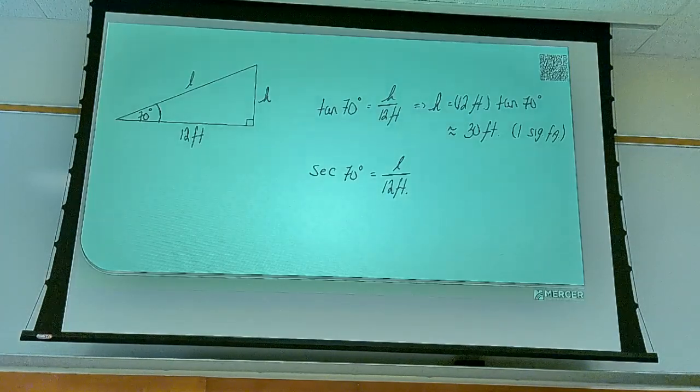Does that have buttons over there, Jason? For secant, yeah. Cosine is adjacent over hypotenuse, and secant is the reciprocal of that. So that would be the length, right? 12 times secant of 70 degrees feet.